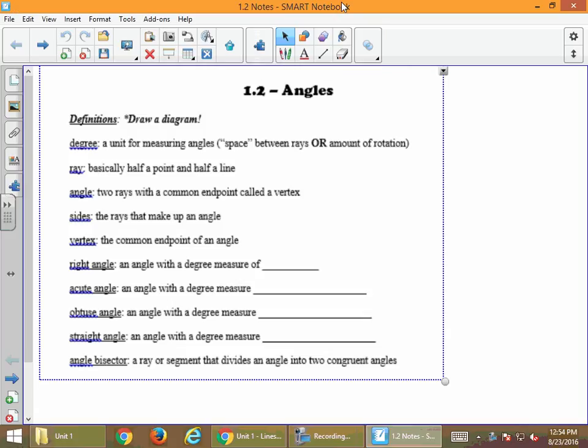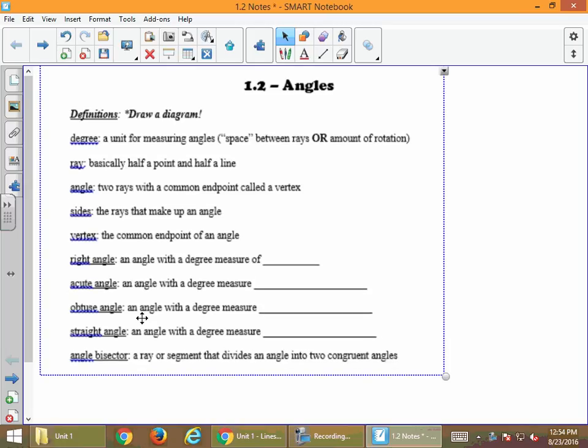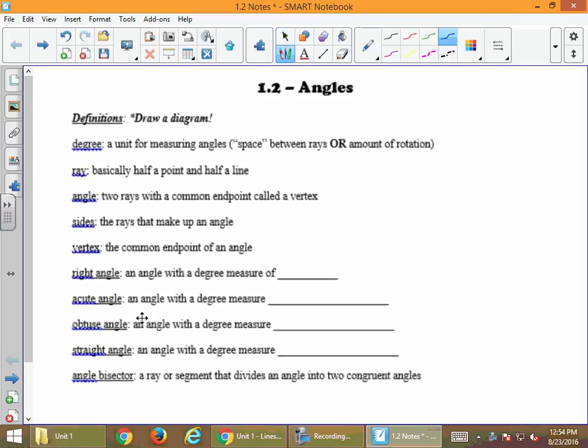We talked about lines and segments. Today we're going to talk about angles. So if you go upstairs and draw the diagram as you go, as the directions say.